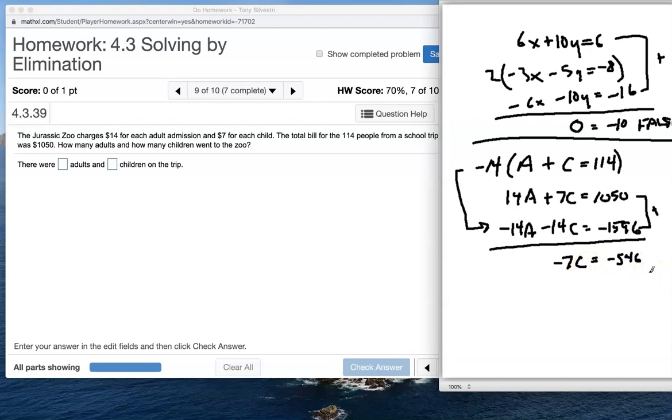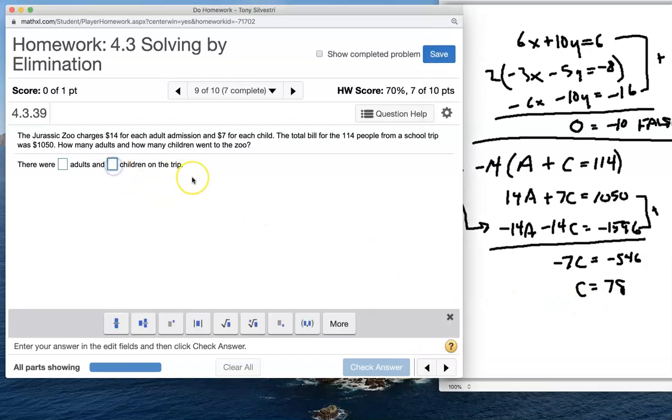Divide both sides by negative 7, and you get 78 kids. If you get any decimals, you did it wrong. 78 kids. So I'll put kids here. Make sure you put it in the right box. 78. So how many adults? Well, look at this. If 78 kids went and the total number is 114, how about if you subtract 78 from 114? Okay, to get 36 adults.